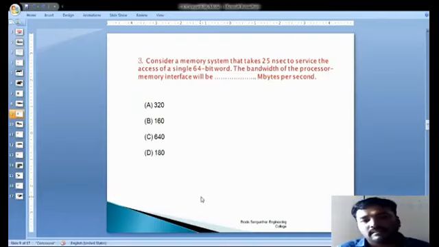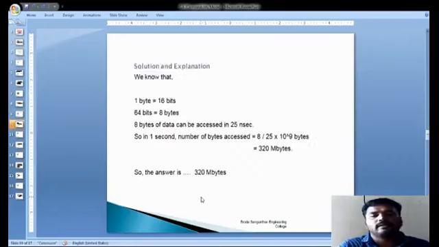So what they are asking is, what is the bandwidth of the processor memory? That is mentioned in terms of megabytes per second. Okay, we'll look into the answer. So 1 byte we will consider as 16 bits. So 64 bits is equal to 8 bytes. So 8 bytes of data can be accessed in 25 seconds. That is what they have given.